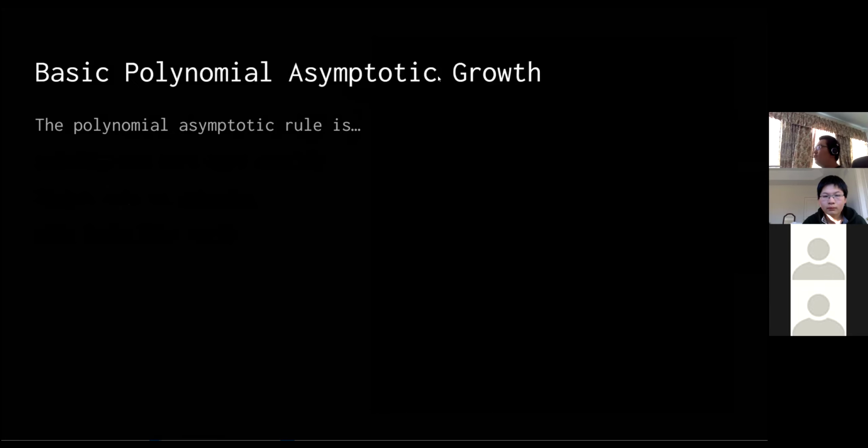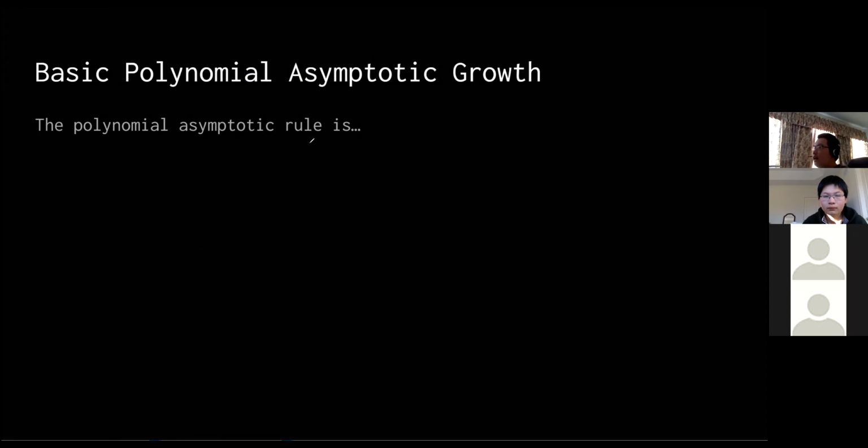And we want to talk about another one. It's a rule called the basic polynomial asymptotic growth rule. I actually called it the polynomial asymptotic rule. It's not really a rule.